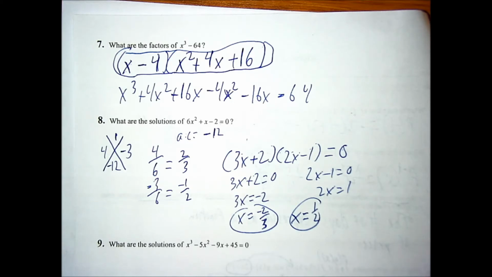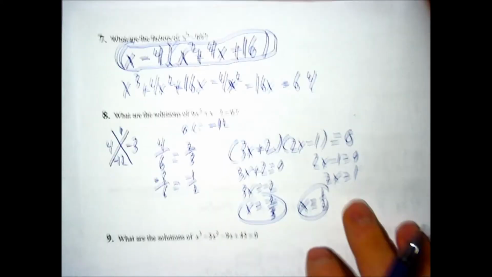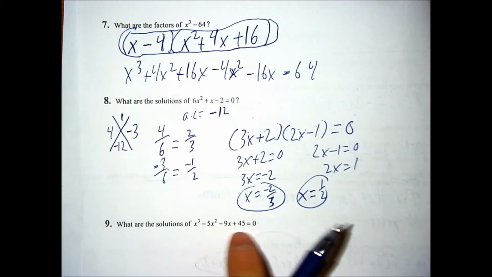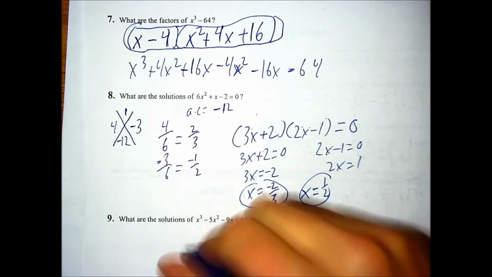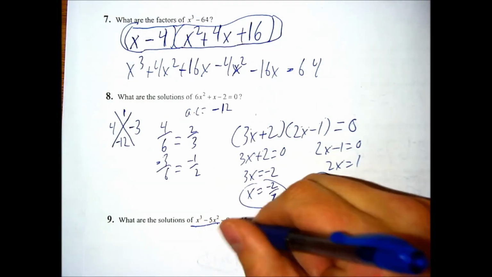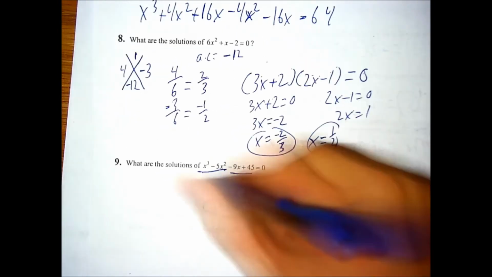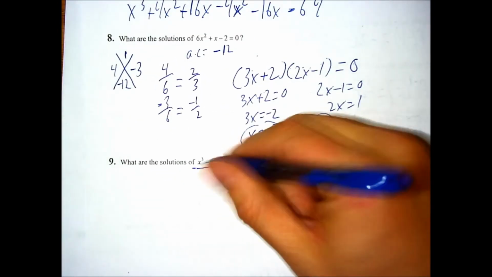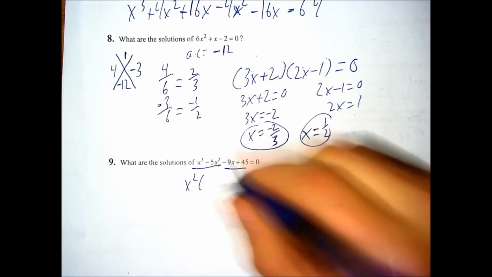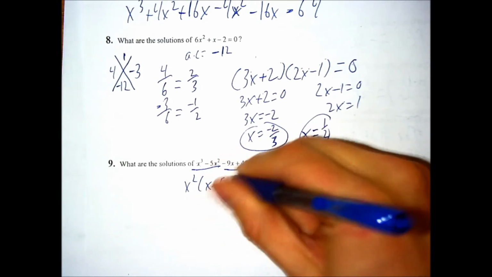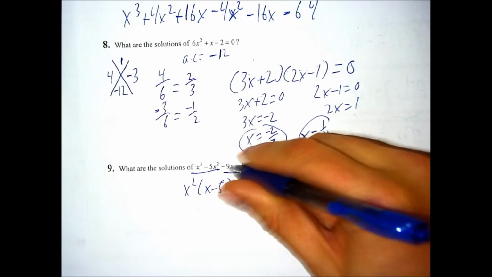All right, question 9. What are the solutions of x cubed minus 5x squared minus 9x plus 45? When there are 4 items, the question is asking us to factor by grouping every time there are 4 items. So I have group 1 and group 2. Group 1 has an x squared in common. They both divide by x squared. x squared times the quantity x minus 5.